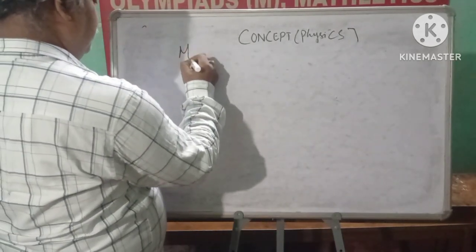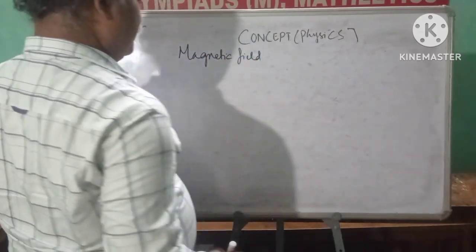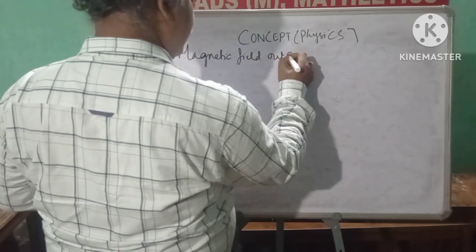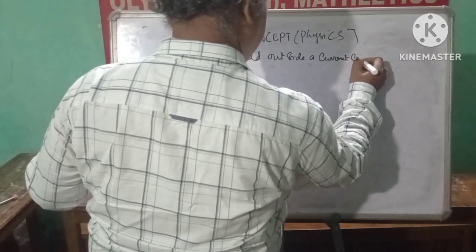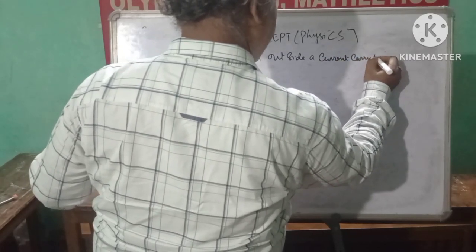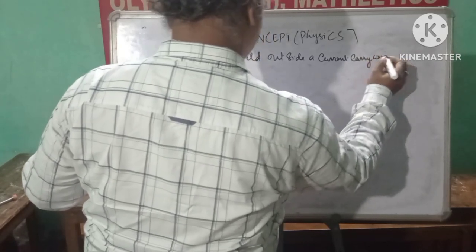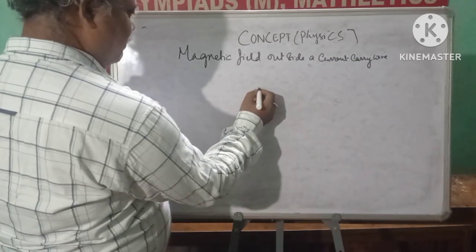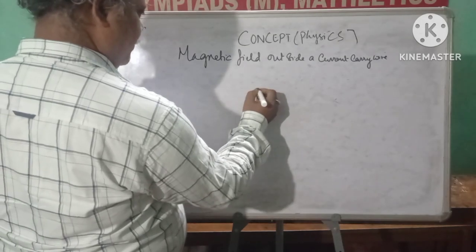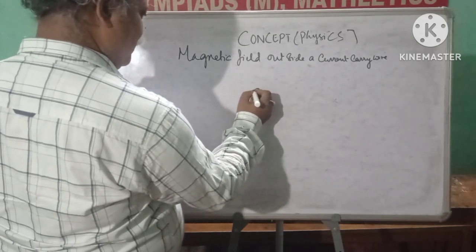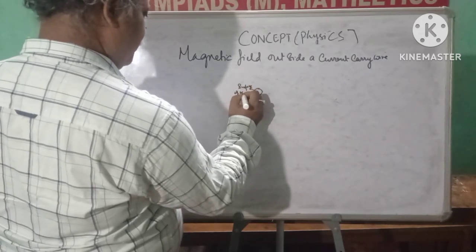Next concept is the magnetic field outside a current carrying wire. So this is the cross-sectional view. That means current I is flowing through it. This is the cross section. This is the surface of the conductor.